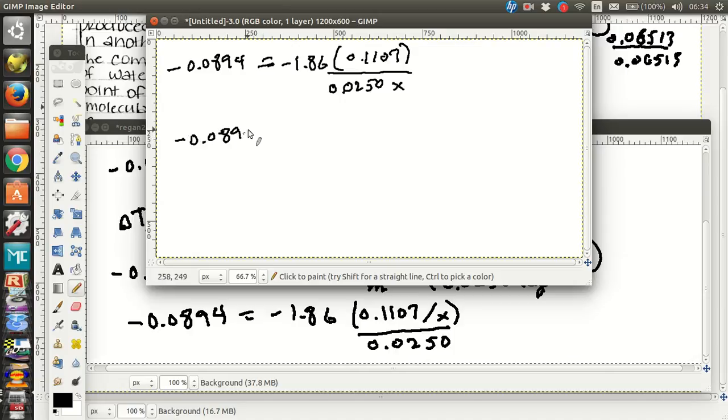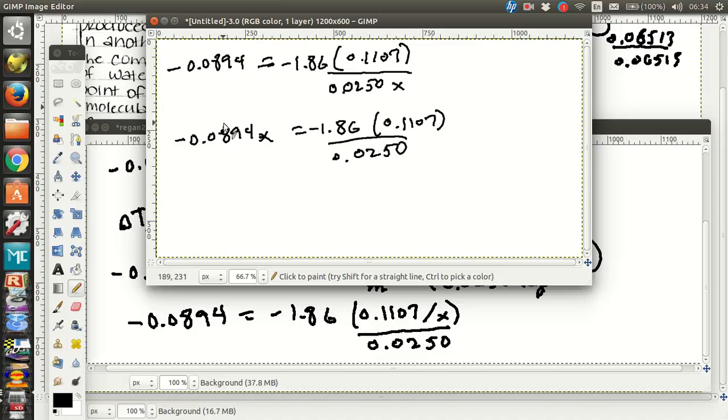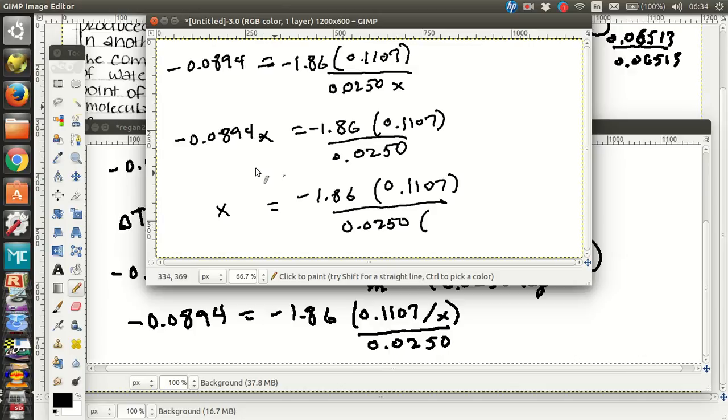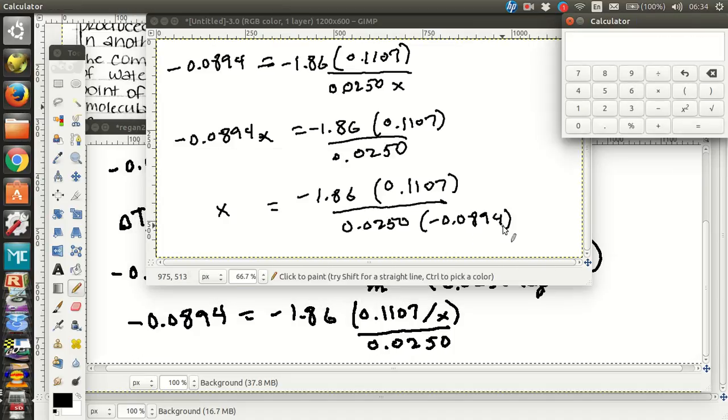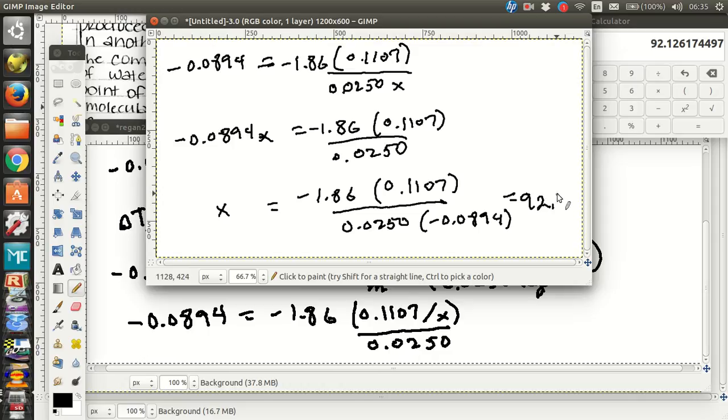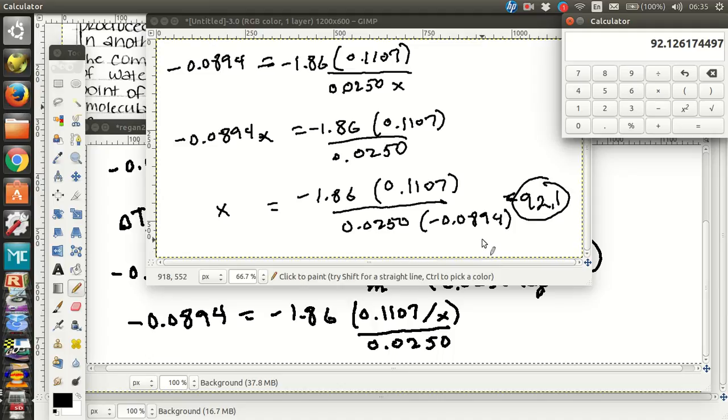So, 0.0894 times x equals 1.86, that's negative, times 0.1107 over 0.0250. And now I'm going to divide both sides by this number to get x alone, of course. So 1.86 times 0.1107 divided by 0.0250, also divided by negative 0.0894. Now I can just solve for x using the calculator. 1.86 times 0.1107 divided by 0.025 divided by 0.0894. Of course, a negative divided by a negative is a positive, so the answer is 92.1, and that is in grams per mole. So that is the molar mass of the compound.